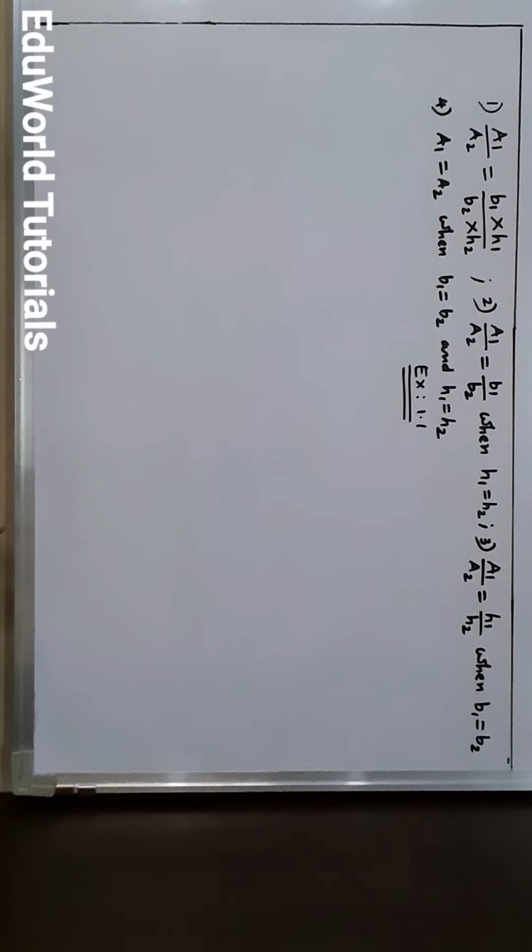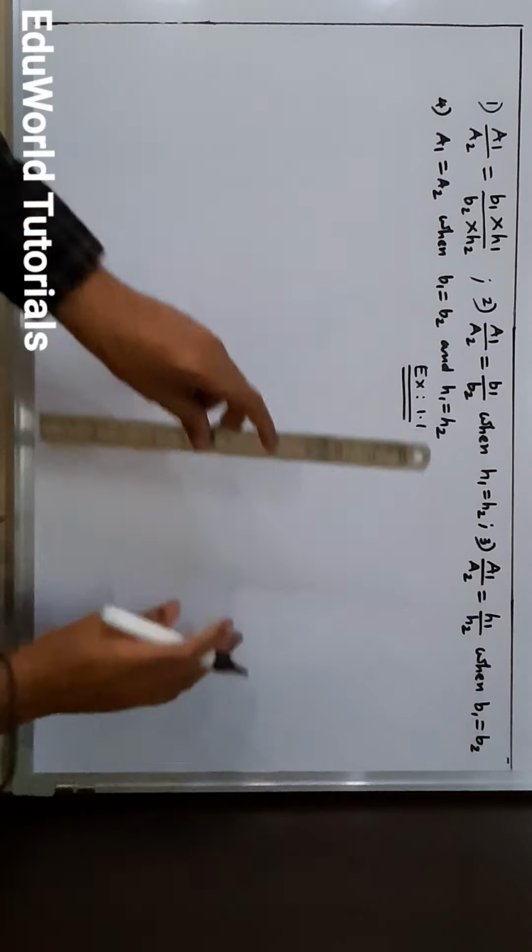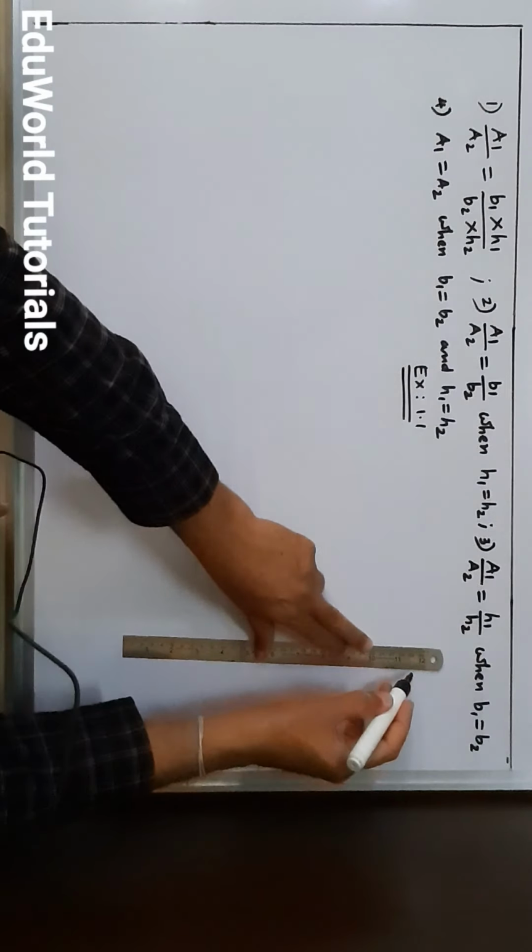I am now reading the second sum. Second sum says a figure is given. I will draw the figure. In the figure, BC is perpendicular to AB and AD is perpendicular to AB. BC is 4, AD is 8. Then find area of triangle ABC upon area of triangle ADB. So I am drawing the figure. You can understand, the figure is given like this.